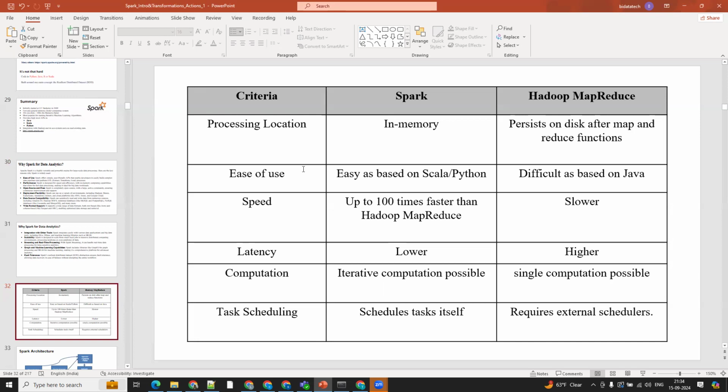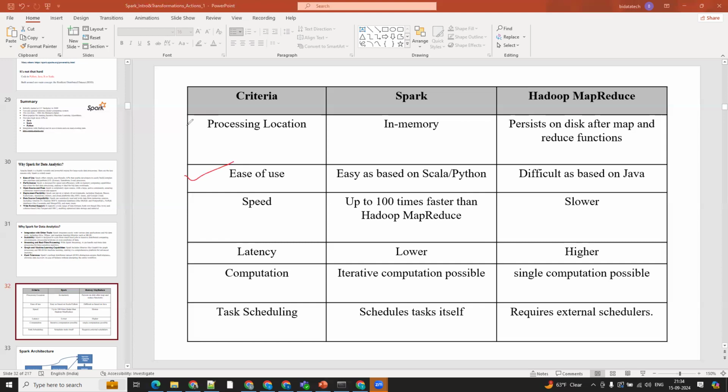Programmatically, MapReduce is very lengthy. Lengthy, correct. The language we used to use for MapReduce in Hadoop was Java, but here we can use Scala, Python, R or Java, anything you can use. That is the first point.